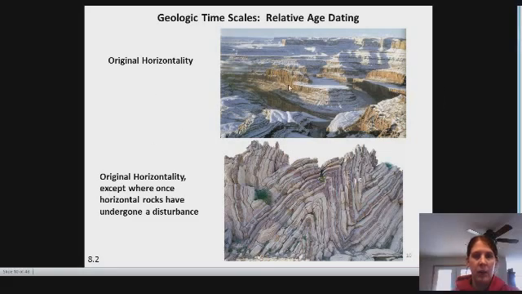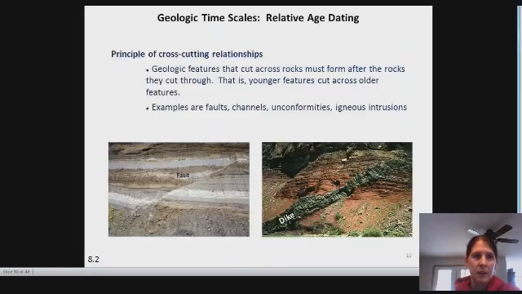So here we have the original horizontality. Everything is bedded in those flat horizontal layers. And these layers, they're folded, they're tilted, they've undergone a lot of deformation. So this is because of some sort of pressure that was introduced that disrupted the horizontal bedding of those rock units.